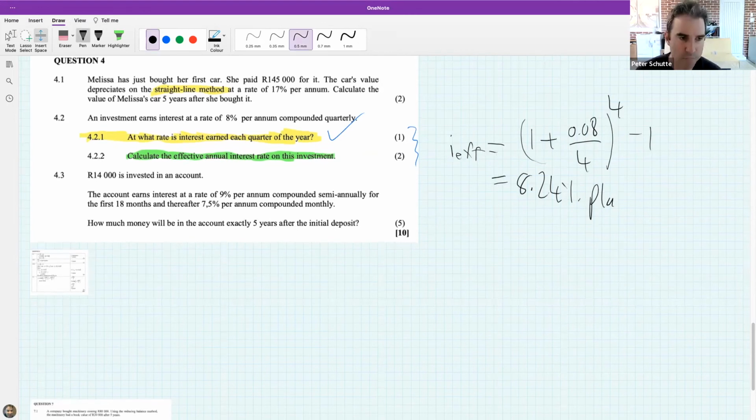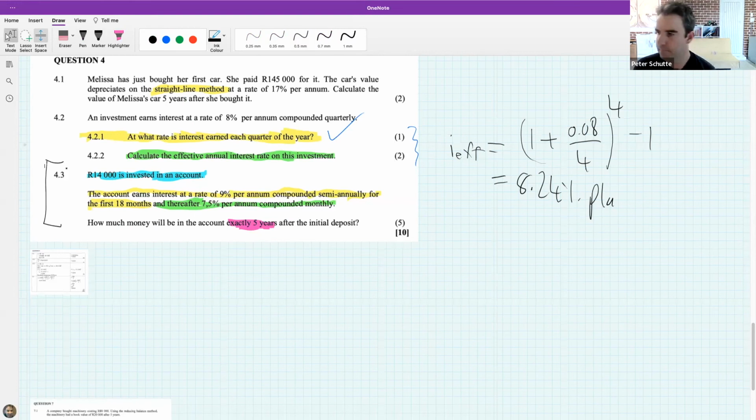So first of all, for 4.3, let's read through it together. 14,000 is invested in an account, and the account earns interest at a rate of 9% per annum compounded semi-annually for the first 18 months. And then it changes to compounded monthly. So there are 2 different interest rates. How much will there be in the account after 5 years? First of all, what formula am I going to be using for 4.3?